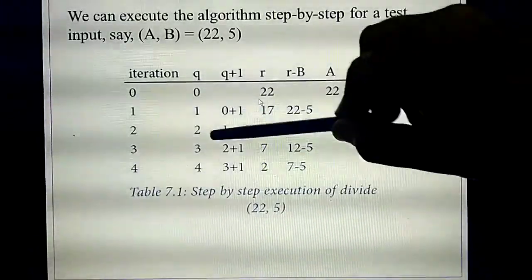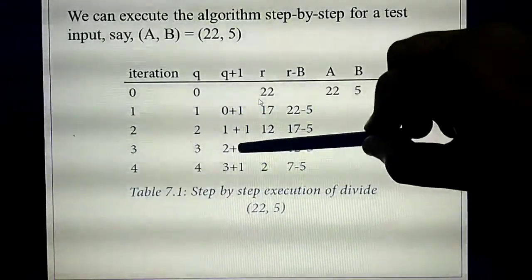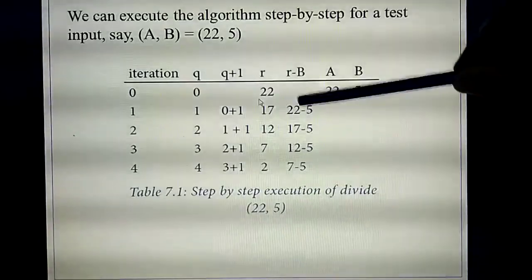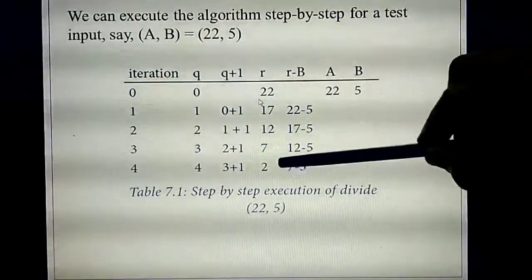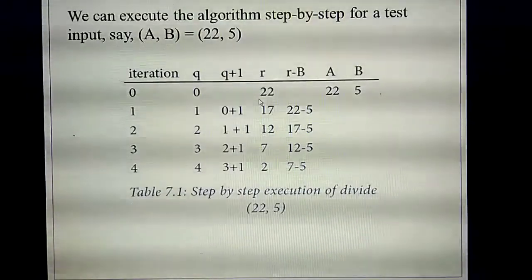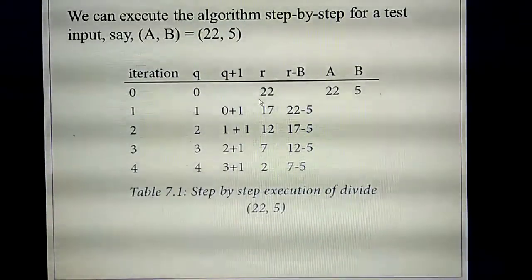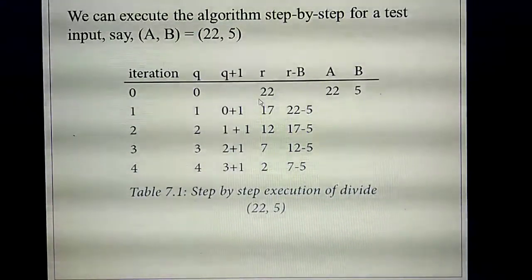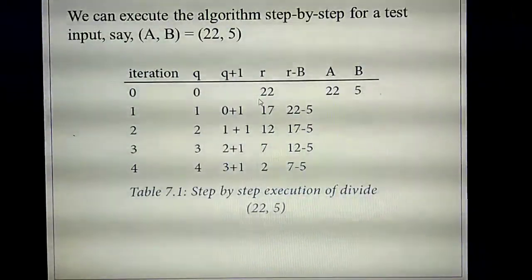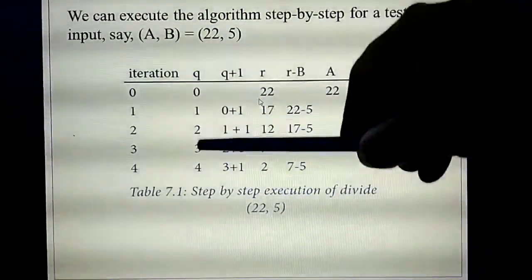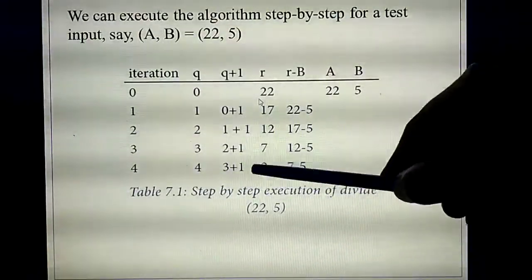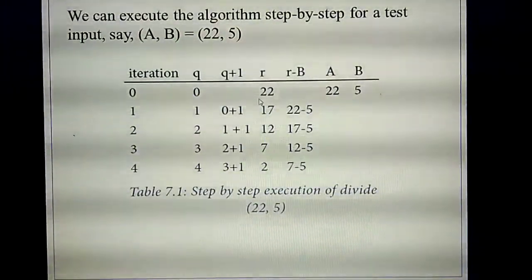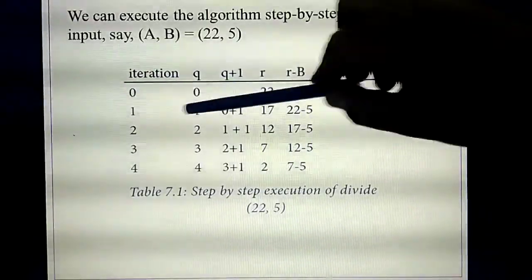Next, 2 plus 1, what answer will you get? 3. Here 3 plus 1 is 4. Here each time it is 12 minus 5, 7. 7 minus 5, what answer are you getting? 2. After that, can you divide it? No. So now see the last step. 22 divided by 5, what's the quotient you are getting? 4. What's the remainder you are getting? 2. Okay, understand?